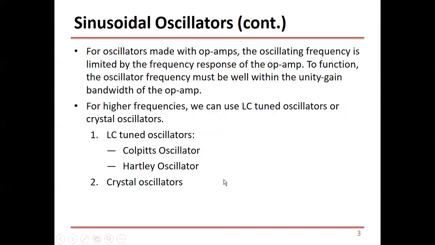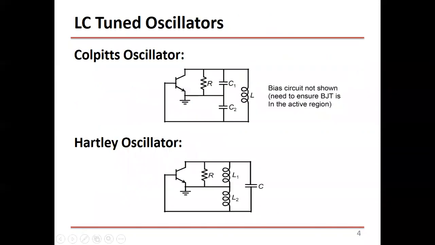Okay, so as I mentioned before, if you need high frequency ranges like from 100 kilohertz to 100 megahertz, you need to opt for LC tuned oscillators. We will study two examples of the LC tuned oscillators, the Colpitts oscillator and the Hartley oscillator. And then we will study the crystal oscillator as a more precise type of sinusoidal oscillator, okay?